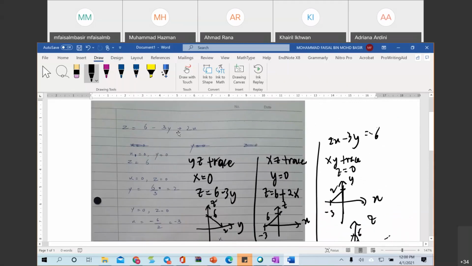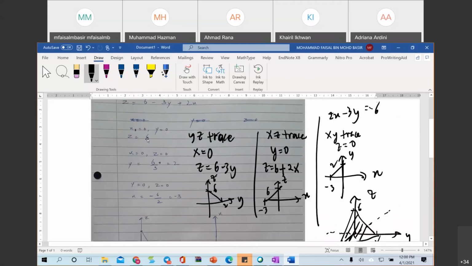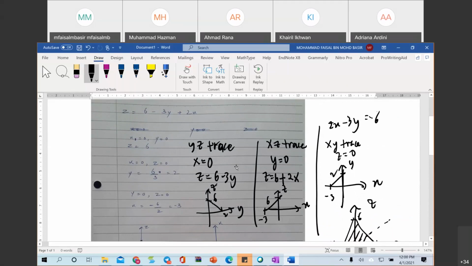So actually you can do directly when x is 0, like you are doing x 0, y 0, z 6, x 0, z 0, y is 2. You can do directly like this, but make sure it is correct. I prefer like this. So make sure you do like this, but this is for just scratch work.